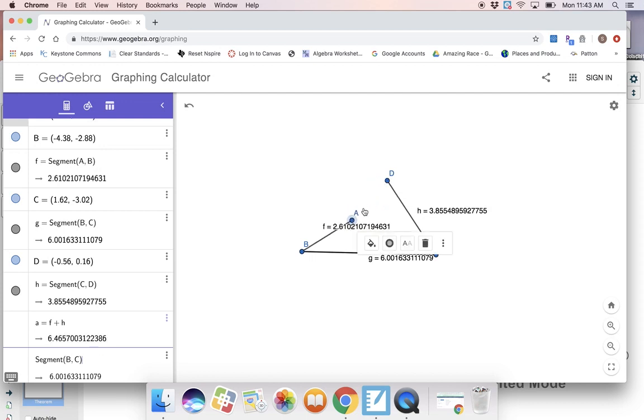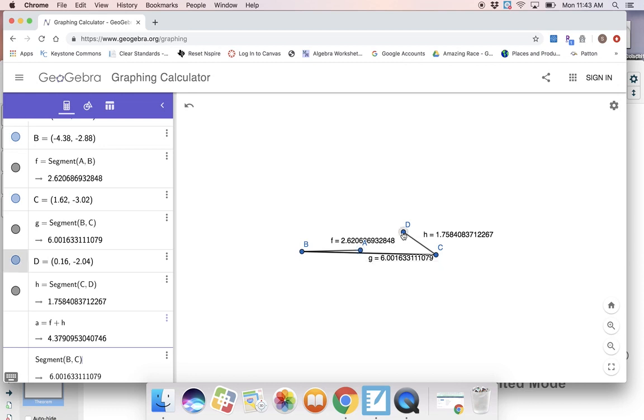But let's see why. Let's make these less than that. So here's the sum. See the sum? That's less than the third side, this side down here. Now, if I brought that down, and it was about 2.6, I believe. And I brought this one about 1.75.